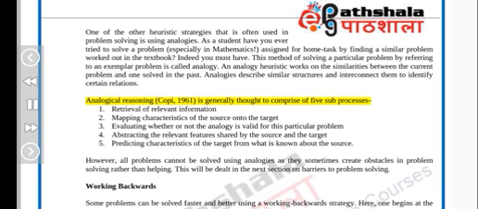Analogical reasoning, Gick and Holyoak, 1980, is generally thought to comprise 5 sub-processes. 1. Retrieval of relevant information. 2. Mapping characteristics of the source onto the target. 3. Evaluating whether or not the analogy is valid for this particular problem. 4. Abstracting the relevant features shared by the source and the target. 5. Predicting characteristics of the target from what is known about the source. However, all problems cannot be solved using analogies as they sometimes create obstacles in problem solving rather than helping. This will be dealt with in the next section on barriers to problem solving.